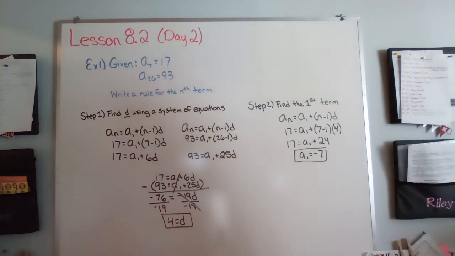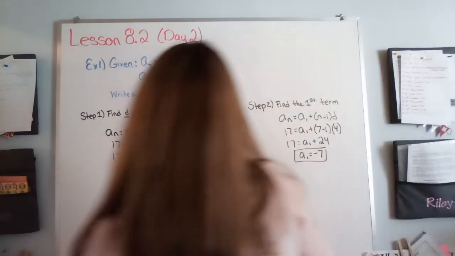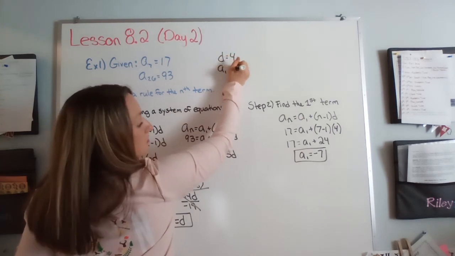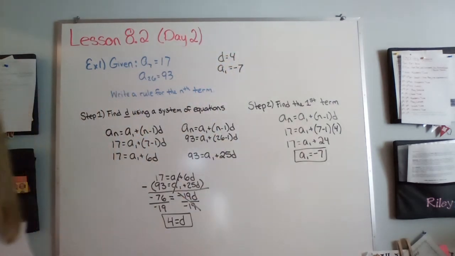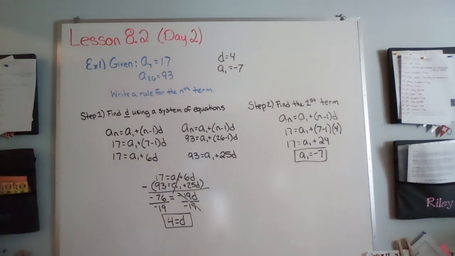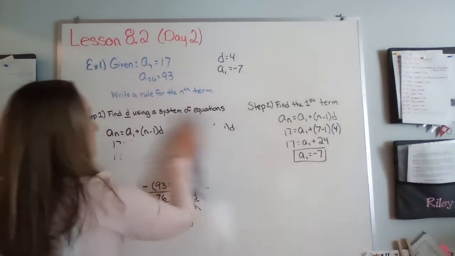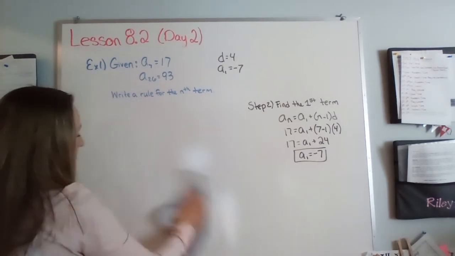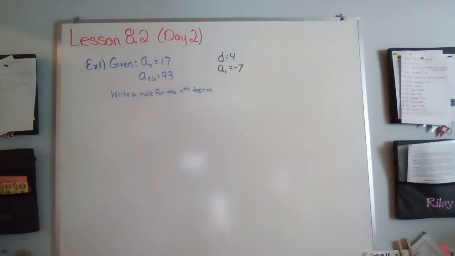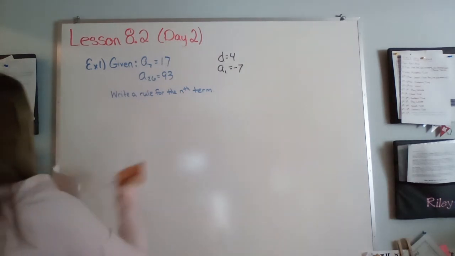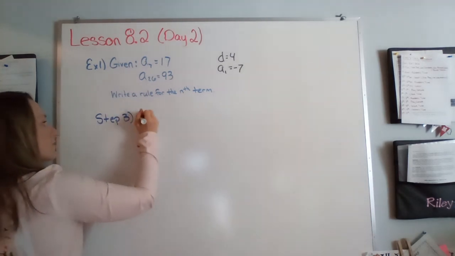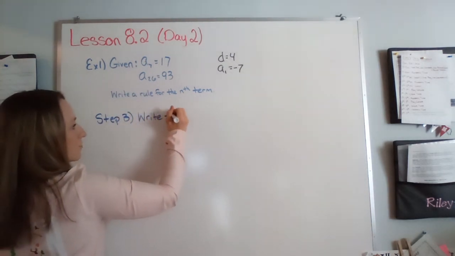I'm going to need to erase the board, so before I do, I'm going to write up what I know. I just found that my common difference was 4, and my first term was negative 7. So my third and final step is to write the rule. Let me erase so I have enough room to do so. All right, so the final step of this problem, step 3, write the rule.